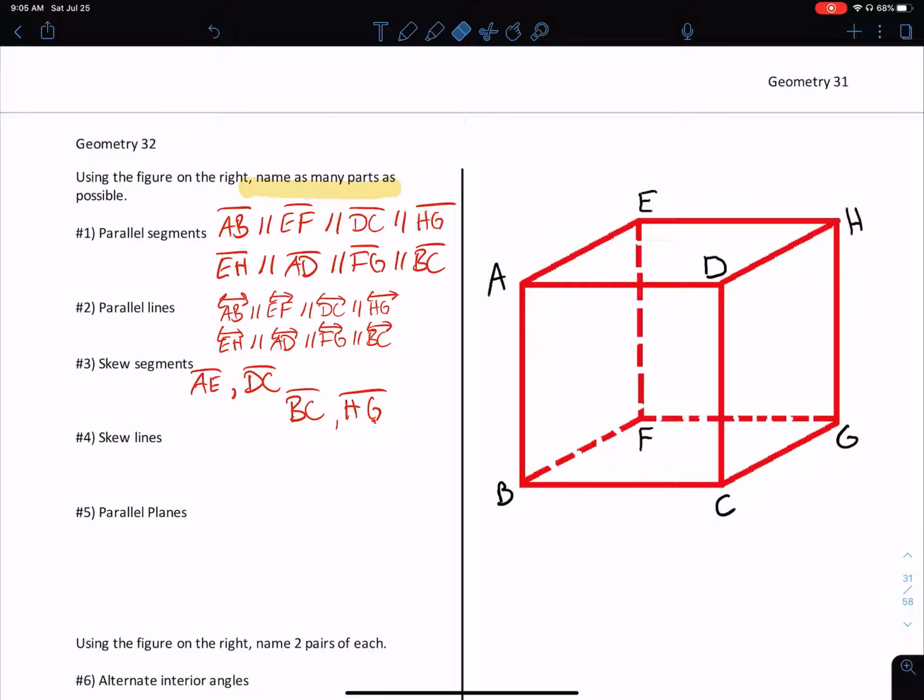Question 4, skew lines. I won't cheat and use the exact same ones that I just did. So let's say line EF and line BC. Let's name one more pair just to make sure we understand this. How about line DH and line EF?